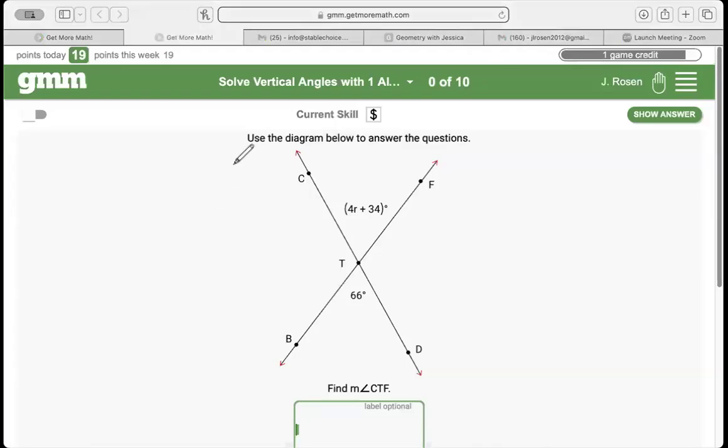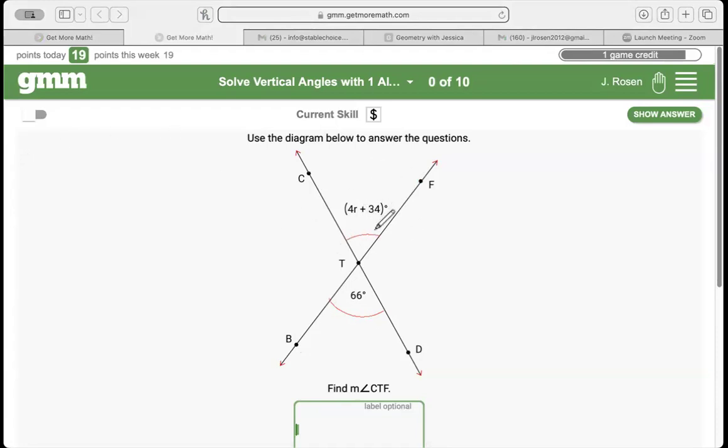So last session, we talked about what vertical angles are. Just as a quick recap, they're the angles directly across from each other over the point of intersection. So angle CTF is going to be vertical to BTD. They're going to be equal to each other, and knowing that helps us set up our equations.